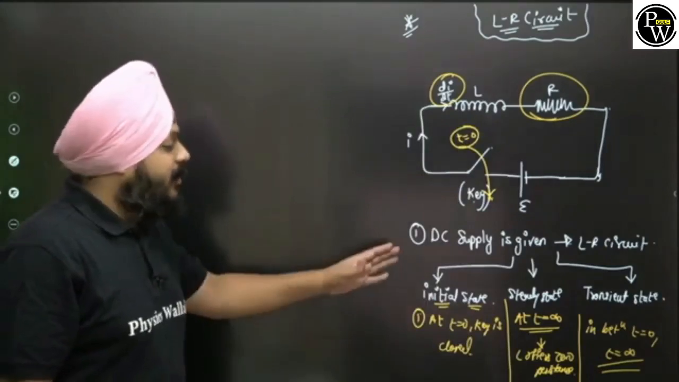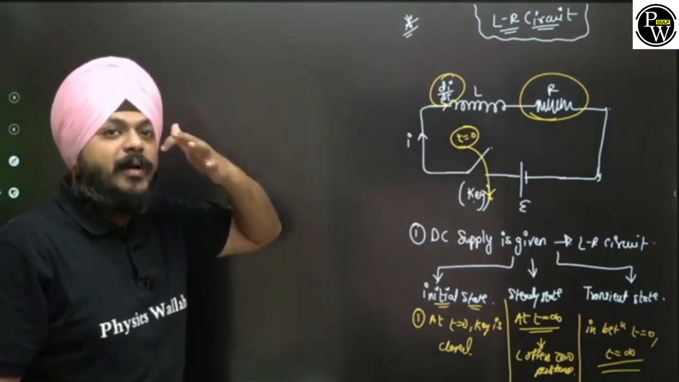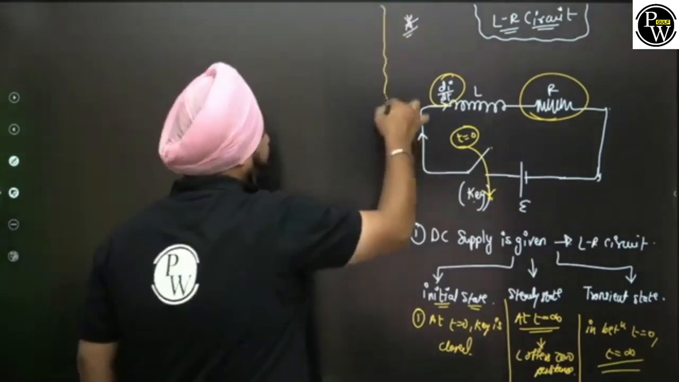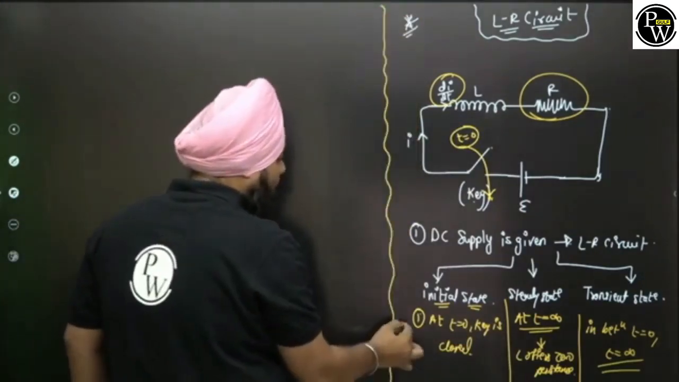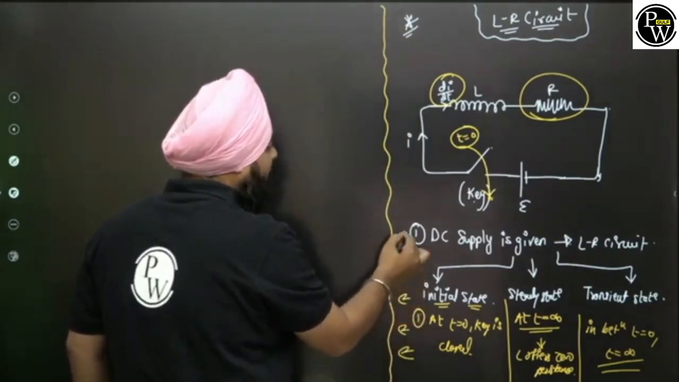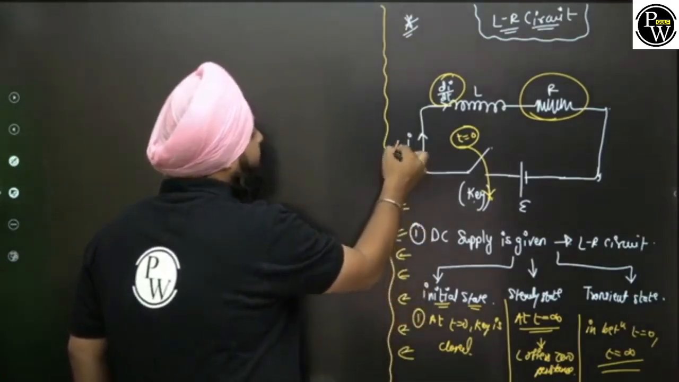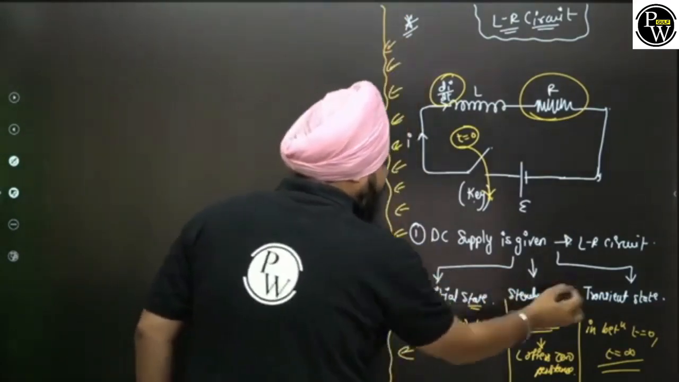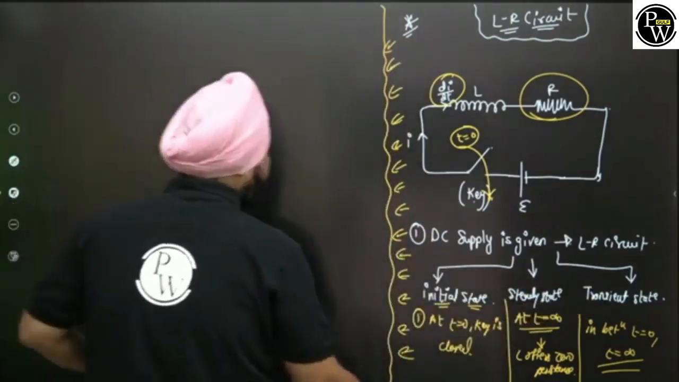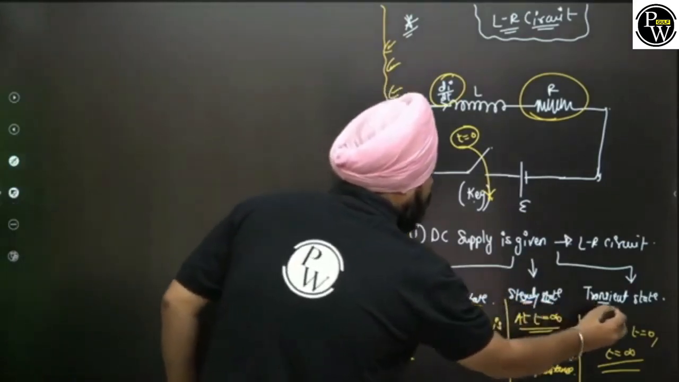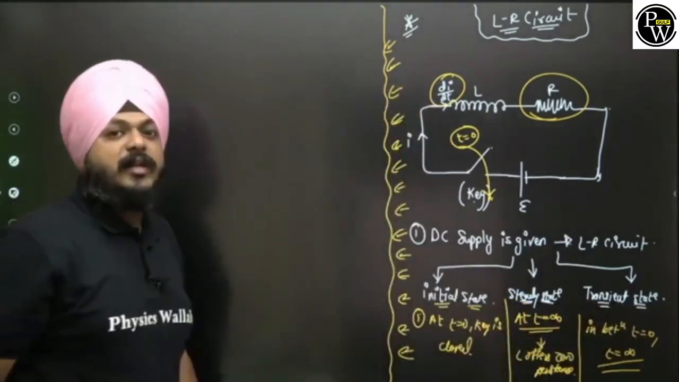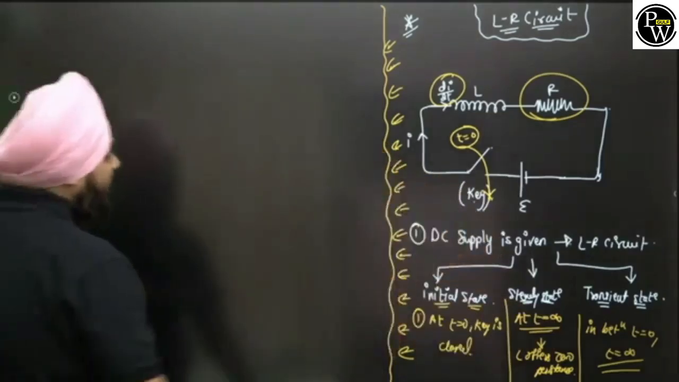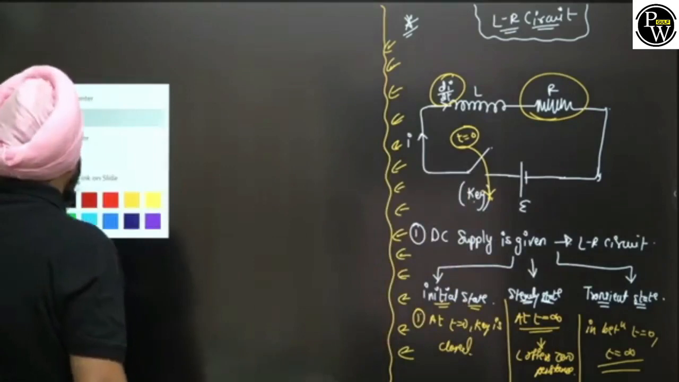So the initial stage is t is equal to 0, a very long time gives the steady state, and the transient state is in between the initial and the steady state. Whatever things move on, they move on in between the initial and steady state, and that is the transient one. Now, the same circuit I am talking about, transient state.